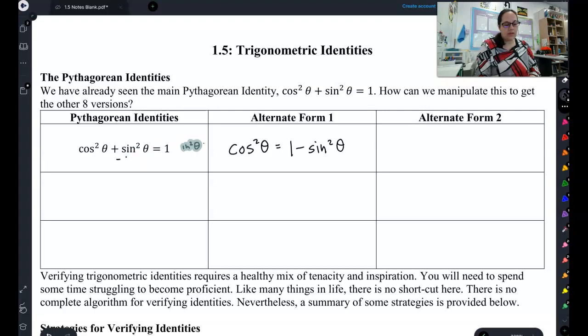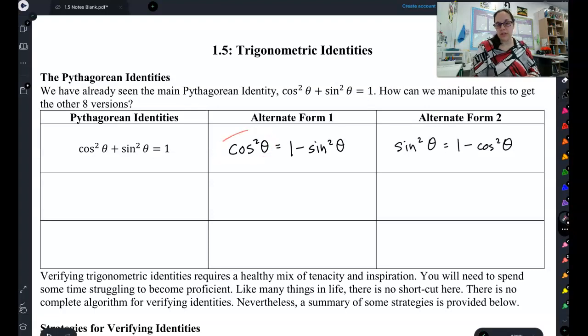Then, if I go back to here and I do that again, but now I do it with the cosine squared, I get another new version of the equation. And those are two different forms of the same Pythagorean identity. Meaning, if I ever see a cosine squared, I can replace it with a 1 minus sine squared. Or vice versa. If I ever see a 1 minus sine squared, I can replace it with a cosine squared. And same thing with this form.